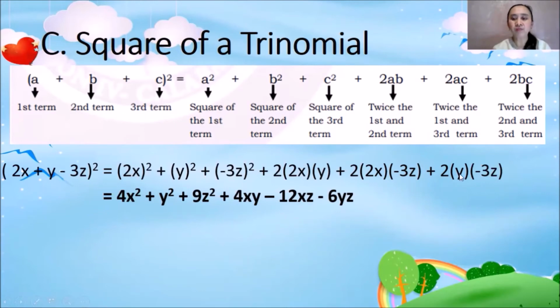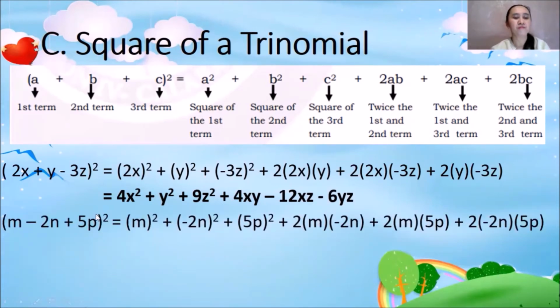Then 2 times 1 is 2, and 2 times negative 3 is negative 6, kaya minus 6, and y times z is yz. Therefore, this is the product of the square of trinomial of the quantity 2x plus y minus 3z squared equals to 4x squared plus y squared plus 9z squared plus 4xy minus 12xz minus 6yz.